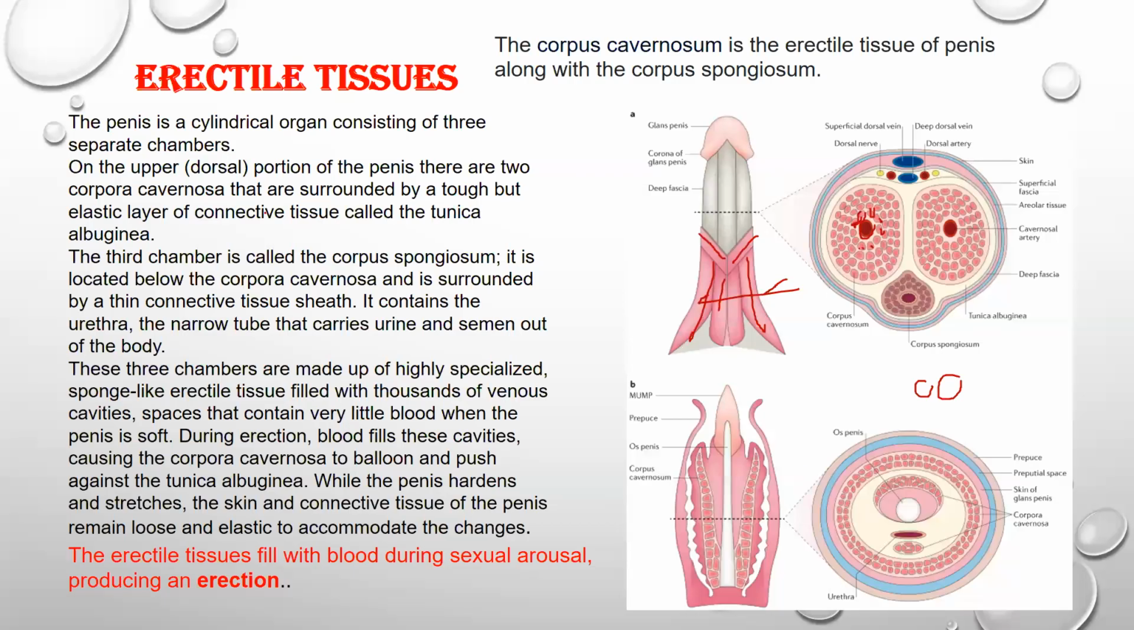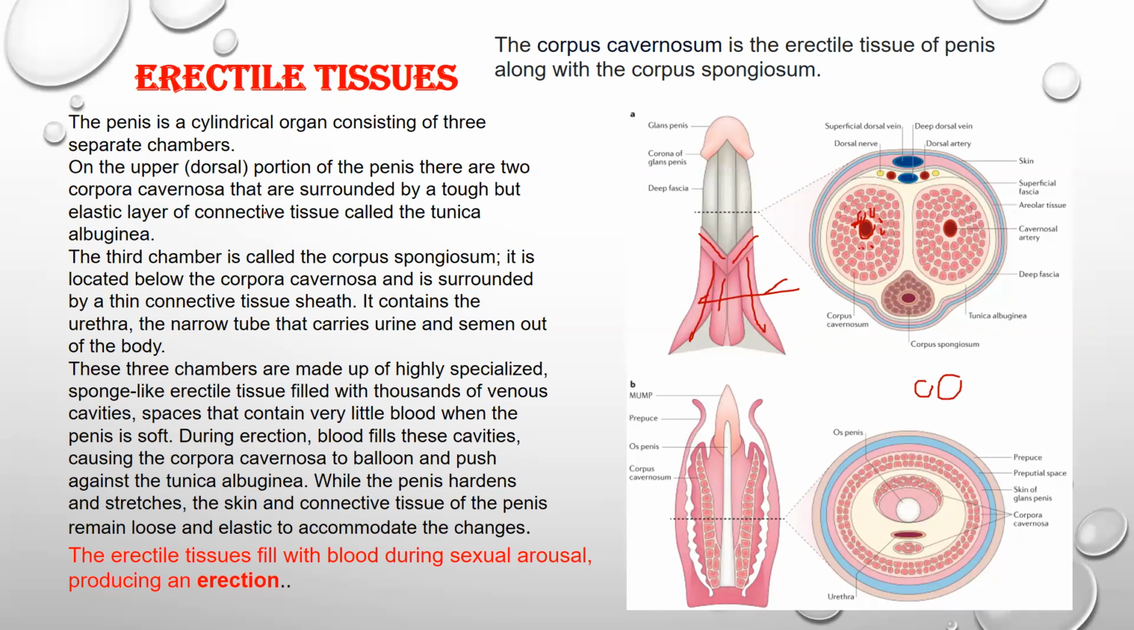The penis is a cylindrical organ consisting of three chambers. On the upper portion of the penis, there are two corpus cavernosa that are surrounded by a tough but elastic layer of connective tissue, the tunica albuginea. The third chamber is called the corpus spongiosum. It is located below the corpus cavernosa, and it's surrounded by a thin connective tissue sheath. It contains the urethra, the narrow tube that carries urine and semen out of the body. These three chambers are made up of highly specialized sponge-like erectile tissue.